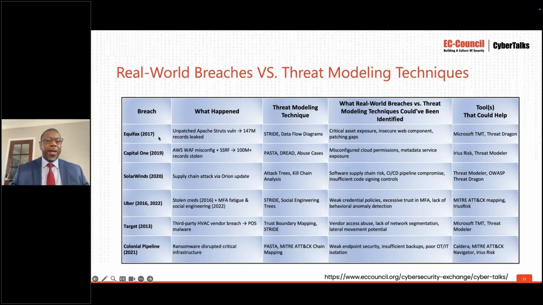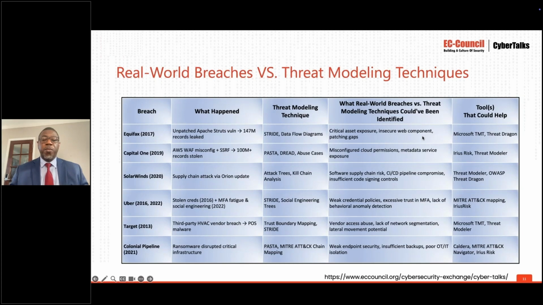So when we look at Equifax, what happened was an unpatched Apache system, right? There were 147 million records leaked. So when we look at threat modeling techniques, we could have used STRIDE. We would use a data flow diagram, taking a systematic approach to that application. And going through those applications, they may discover that the system had a patching problem. Then we look at the critical asset. They would realize that this critical asset exposure was insecure. Remember we said that when you identify the asset, you will be able to say how critical it is, and then you will understand the different threats to this application.